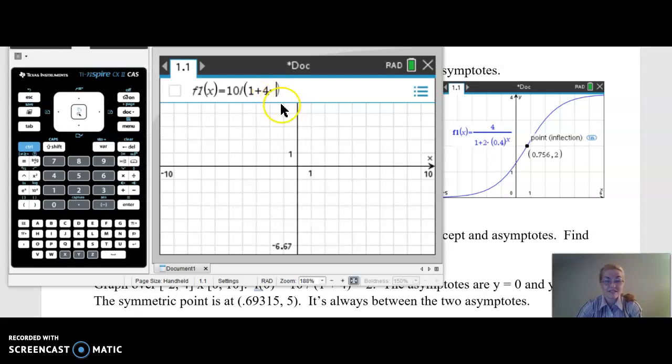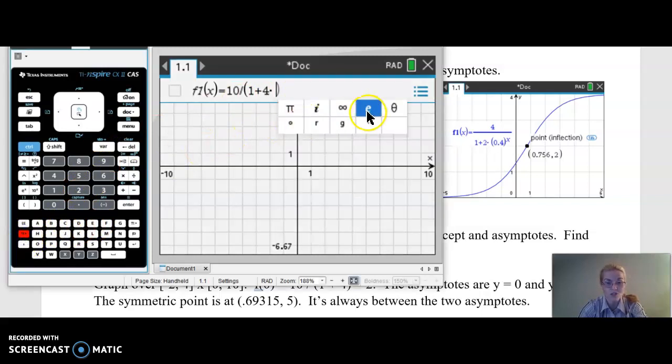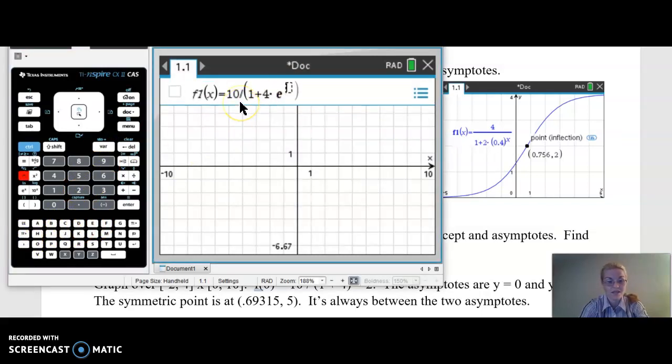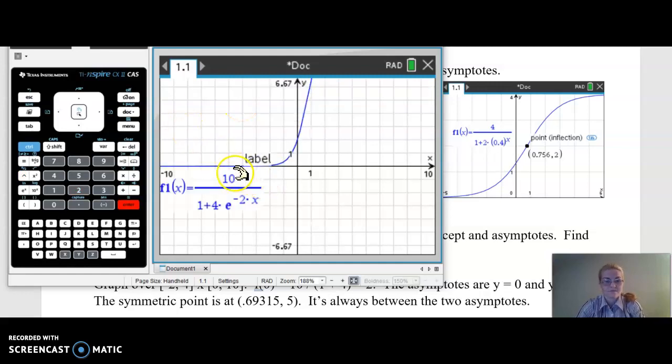All right, if you're having any trouble graphing it, be sure you don't type the letter E, but you go to this pi symbol and choose E for e to the negative 2x. And lo and behold, that kind of looks like an exponential function, right? And all logistic functions start out looking like that. What's my coefficient up top? 10. So how about I change my view?